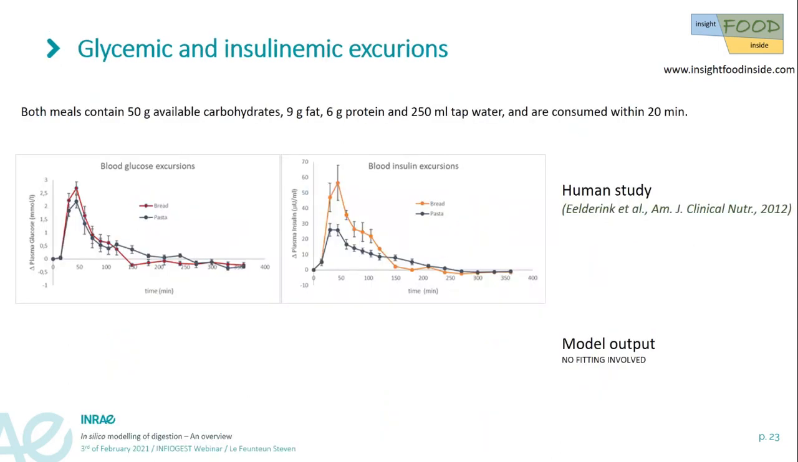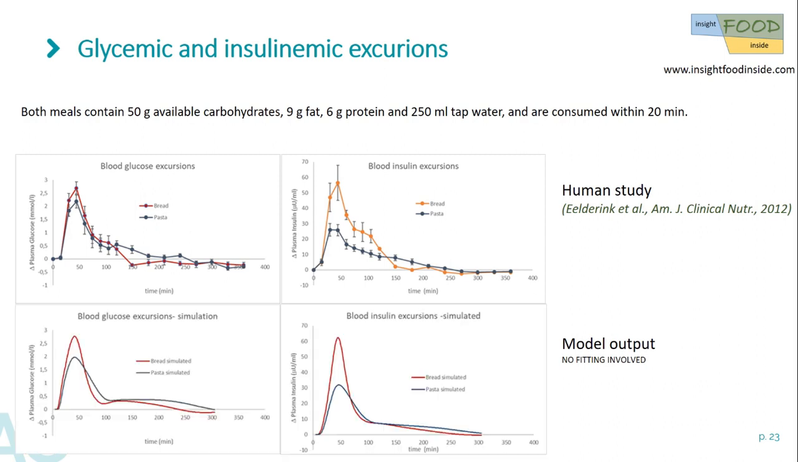Here is one example of what can be done with that model. In the graph, you see the results from the human study of Eelderink in 2012. He studied the glycemic and insulinemic excursion following a bread and a pasta meal with the same content in carbohydrate, fat, and proteins. And as you may see, compared to the bread meal, the pasta meal showed a slightly reduced blood glucose excursion and a much lower insulinemic response.